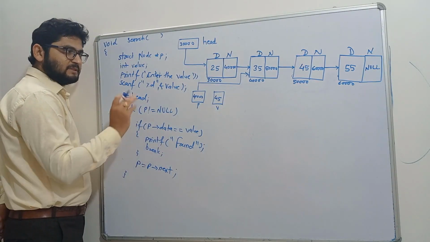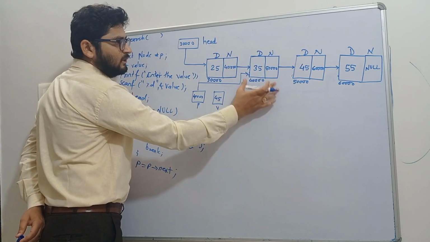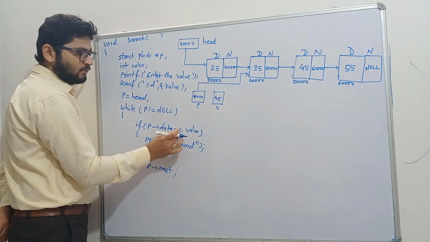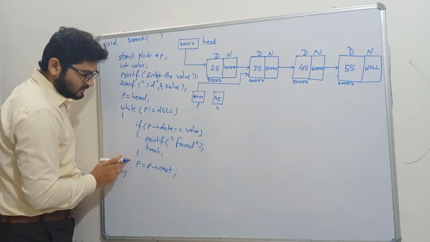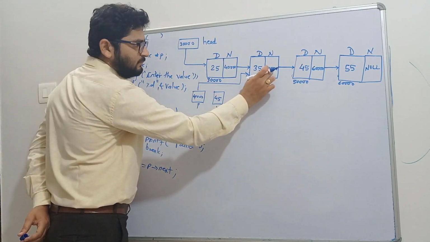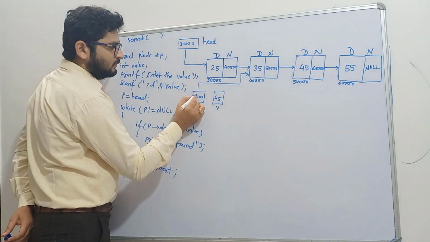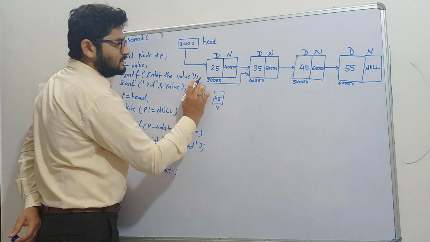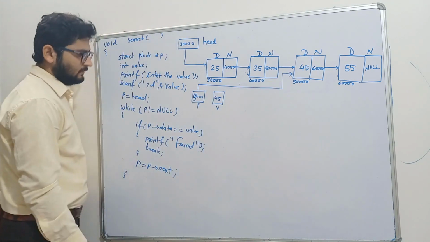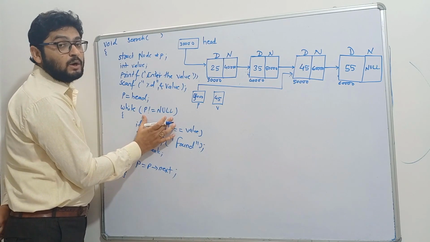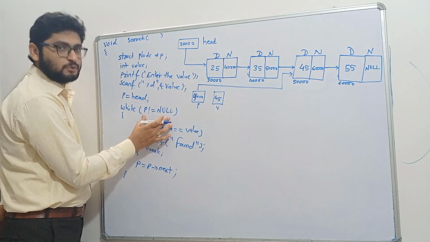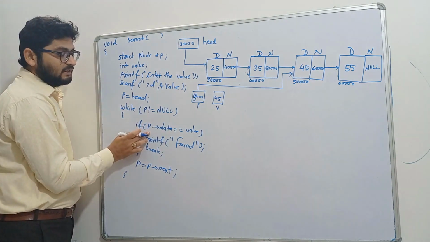Data of the node to which p is pointing, and data of this node is 35. So 35 is equal to value, that is 45? 35 equal to 45, false. So it will come in here, p equal to p arrow next. What is the p arrow next? 50,000, that will be stored into p. That means p is now pointing to this node. Again p is not equal to null. P is right now 50,000, which is not equal to null, so the condition is again true.